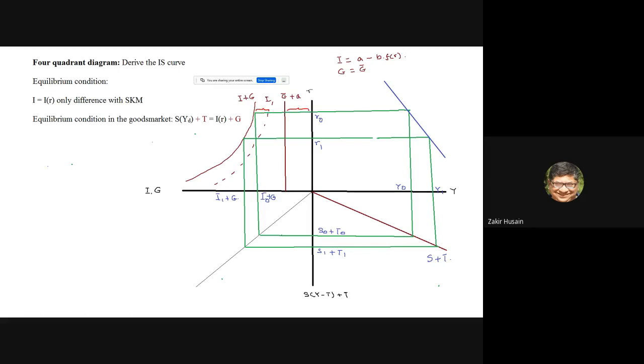So this and this part should be equal. It's not equal over here, but just assume that it's equal. So the I plus G will shift from the I curve by this amount, equal to the autonomous part. So given this I plus G curve, we can simply take a rate of interest and find out different points on the IS curve. And as we have seen, the IS curve will be negatively sloped.